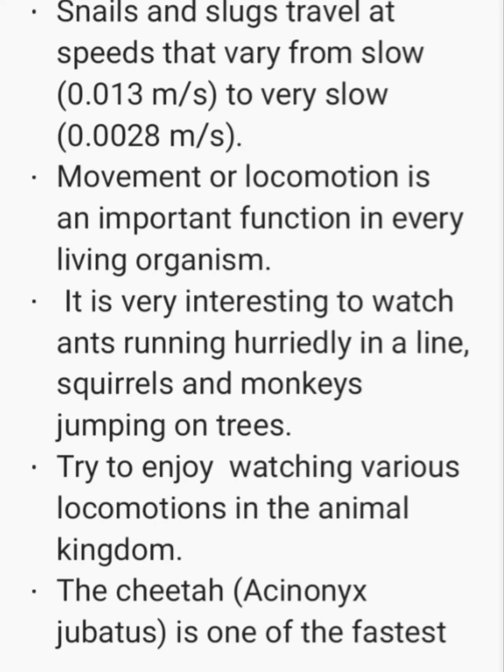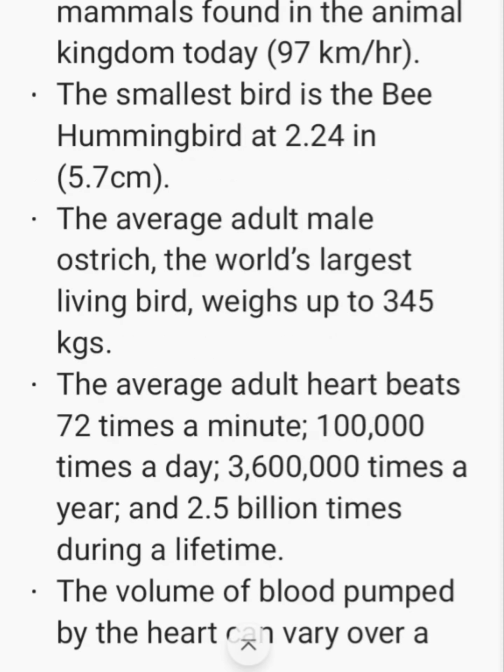The cheetah, Acinonyx jubatus, is one of the fastest mammals found in the animal kingdom today, at 97 kilometers per hour. The smallest bird is the bee hummingbird at 2.24 inches, 5.7 centimeters. The average adult male ostrich, the world's largest living bird, weighs up to 345 kilograms.